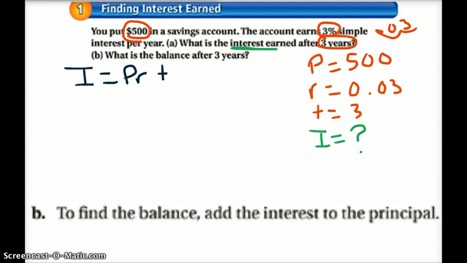That's what we're looking for. So let's plug everything we know into the equation. I is our variable. That's what we're solving for. P is 500. R is 3 hundredths.